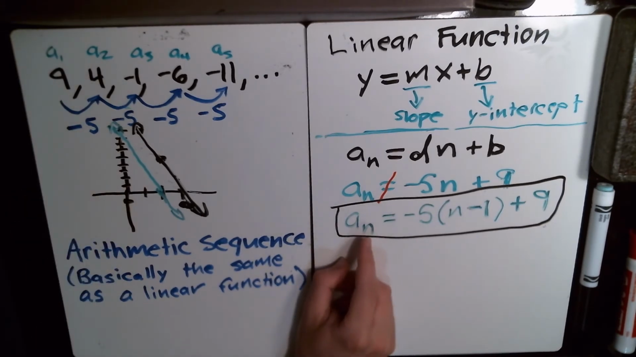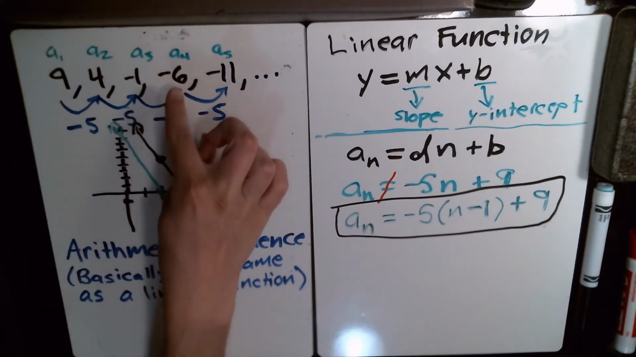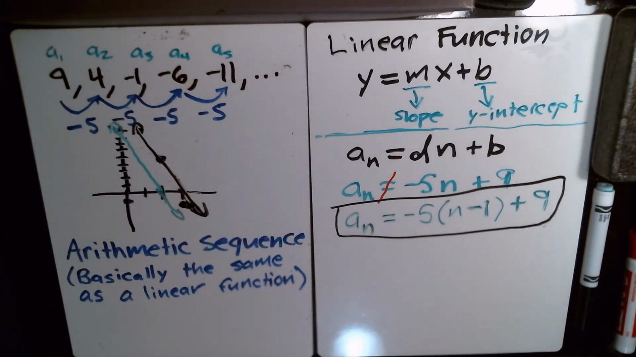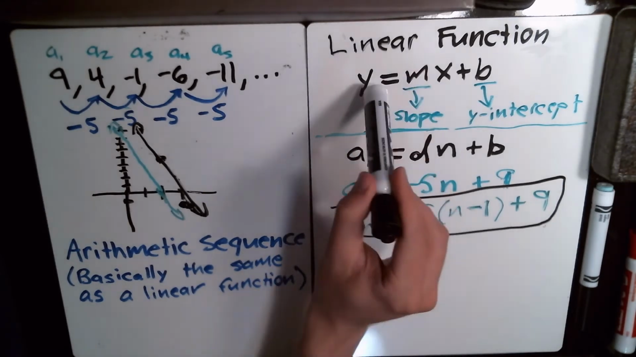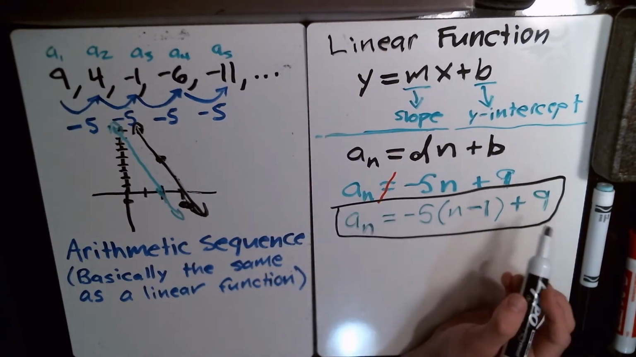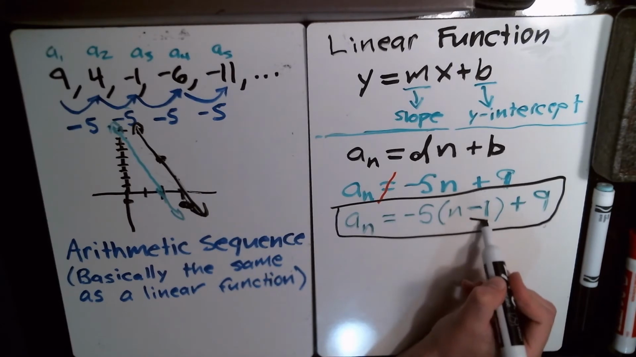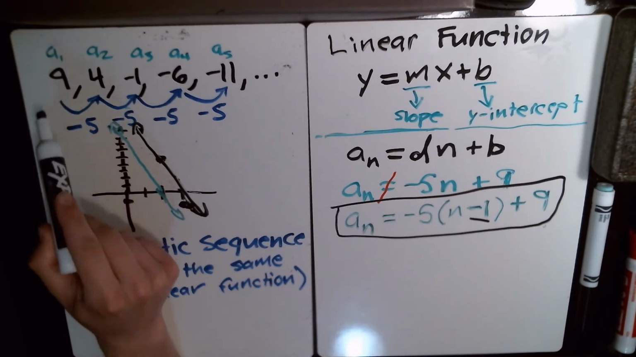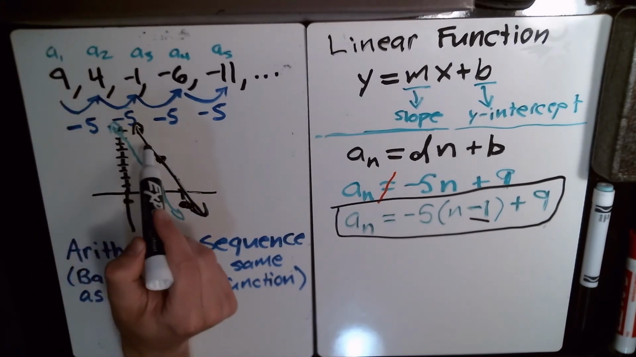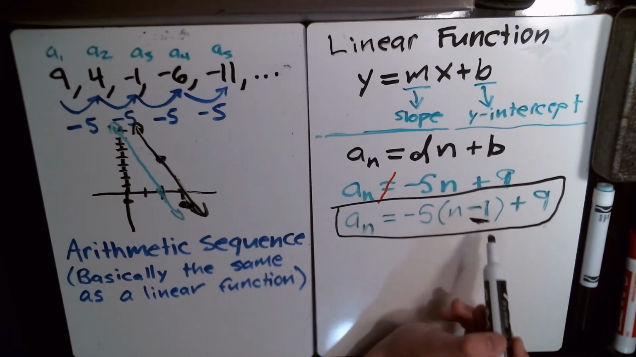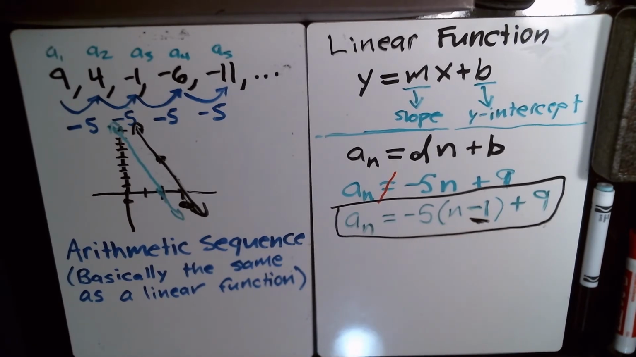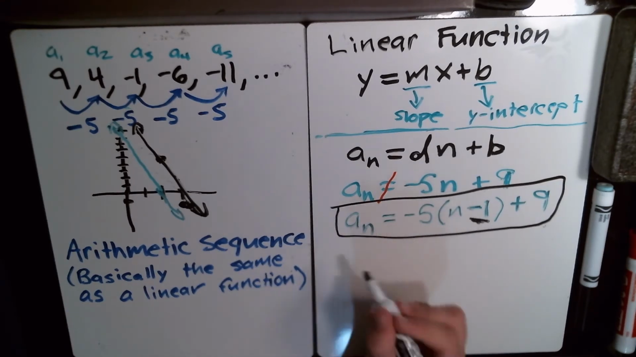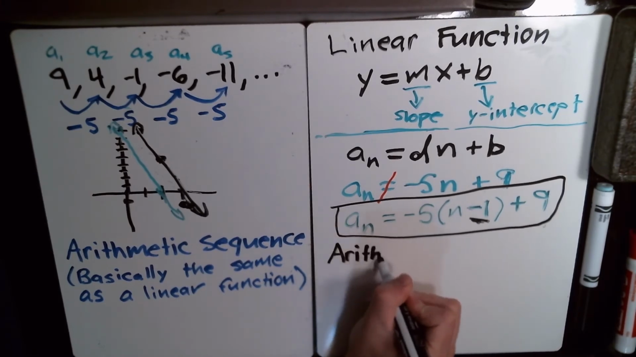You can plug in any n that you want and you will get out the nth term of the sequence, okay? And I know it looks a little bit weirder than the linear function. The main weirdness is just because 9 is not actually the y-intercept of this sequence. You have to shift it to the right one, and so that's where this minus 1 is coming from, okay? So, in general, I'm going to generalize this for an arithmetic sequence.